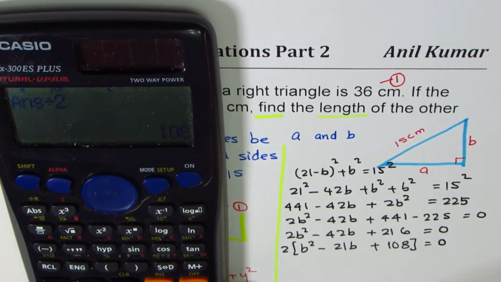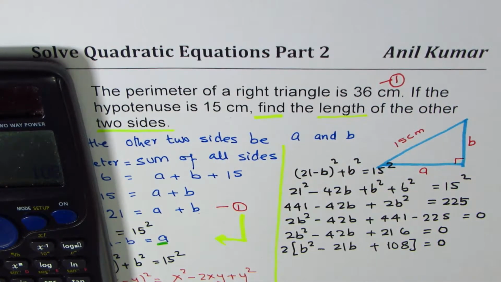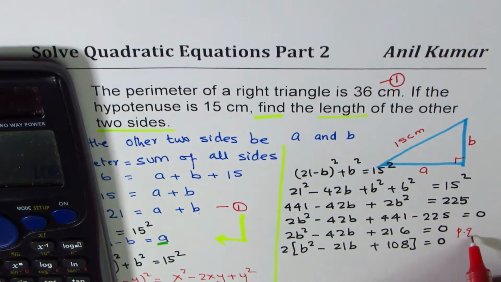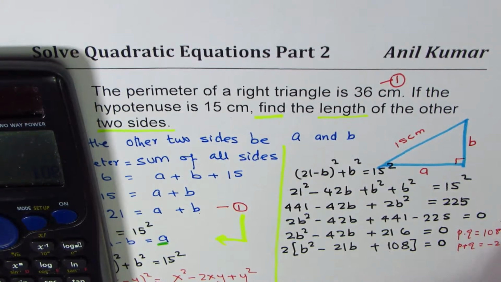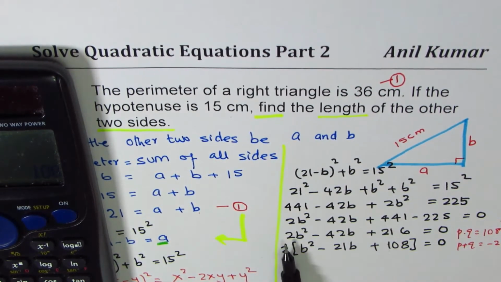So you could now use either the quadratic formula or you could factor, correct? Factoring means you're looking for two terms, let's say p and q, whose product is 108 and whose sum is minus 21. Well, the two terms are minus 12 and minus 9. If you add 12 and 9, you get 21. If you multiply, 12 times 9 is 108, right? So factoring out 2 helps. It makes it simpler to factor. Okay, so we'll factor and solve this one.